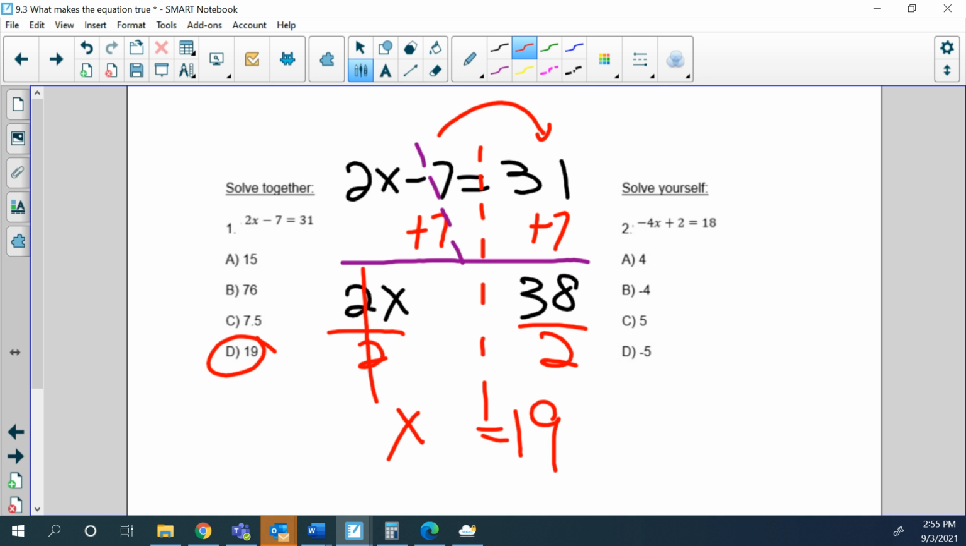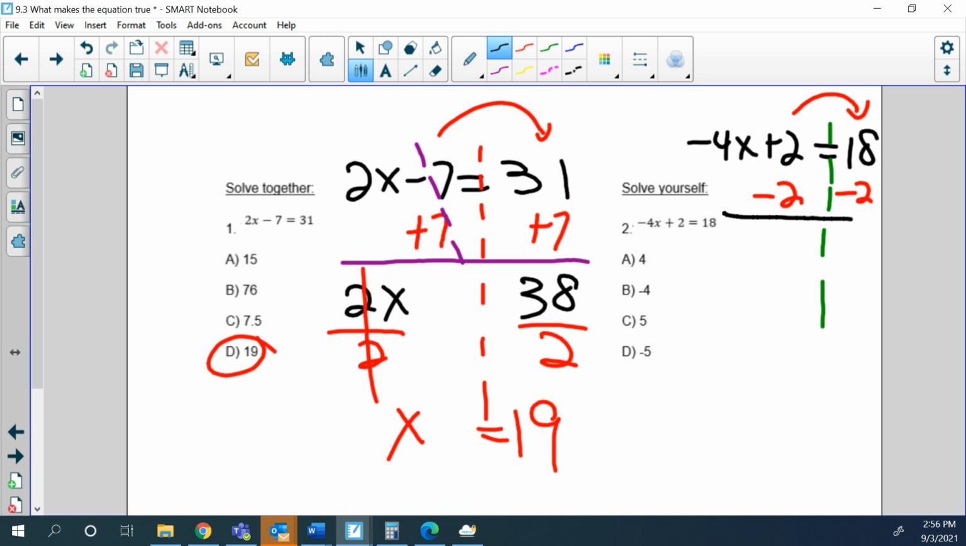All right, and so let me try to squeeze this on the right side, if I can do that. Negative 4x plus 2, and that is equal to 18. I'm going to draw my railroad track. Now I want to move this 2 to the right side. It's in the wrong place. It's a plus 2 now, so I'm going to do the opposite operation, which is negative 2 here and a negative 2 there. Draw my line.